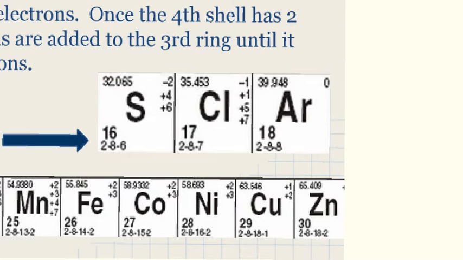Sulfur, chlorine, and argon are all in the 3rd energy level, so the electron configuration shows 3 numbers. The first number, 2, tells me that primary energy level 1 is filled up, primary energy level 2 is filled up, but primary energy level 3 only has 6 electrons. It's not yet filled. 2, 8, 7, 2, 8, 8. Is the 3rd energy level filled up to capacity? No. It can hold as many as 18, but we stop at 8 because it represents a point of stability.